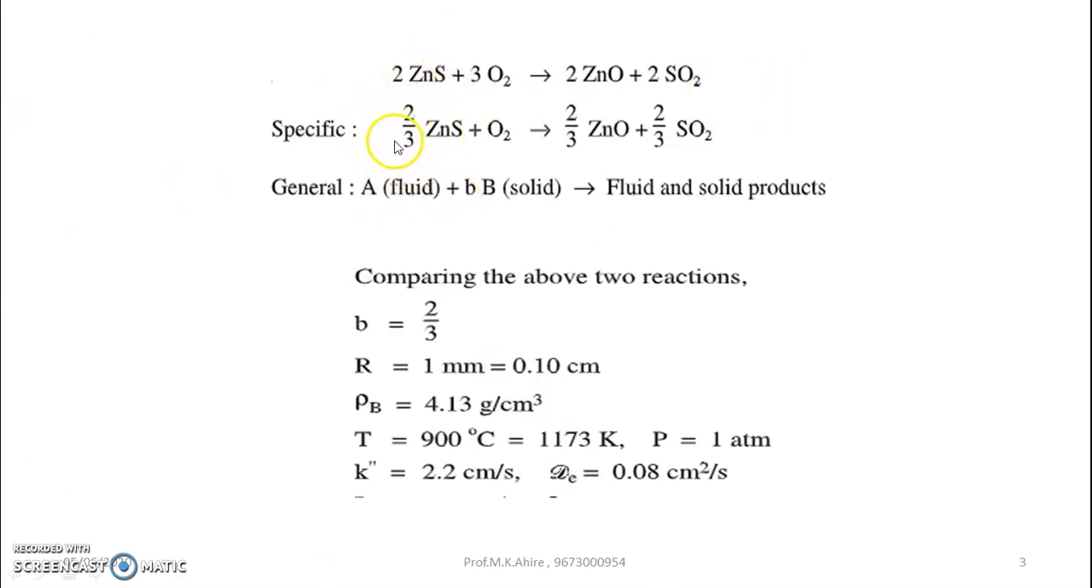Now we will convert that in this form: A in fluid plus b times B in solid, giving fluid plus solid product, whatever may be the product. Using the shrinking core model, we have derived some expressions, and we have always started our expression from the assumption that A is our fluid reactant and B is our solid reactant with the stoichiometric proportion 1:b. And that is why here our b value will be 2/3. We have just divided throughout by 3.